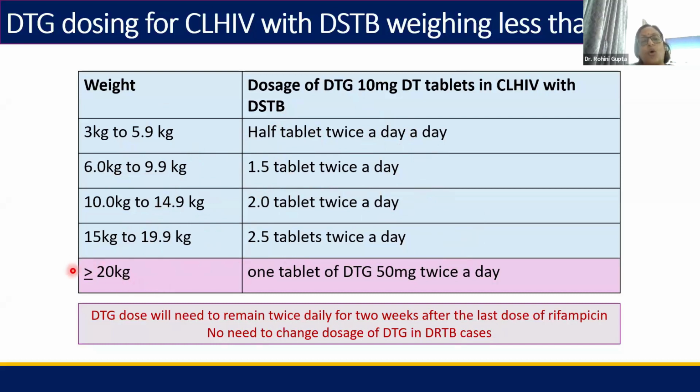And those children who are more than 20 kgs would be put on a DTG 50 milligram tablet twice a day. Remember that this DTG tablet, which is to be given twice a day, has to continue for 2 weeks after the last dose of rifampicin. And the next important point which we must remember is that there is no need to change the dosage of DTG in drug-resistant TB cases.